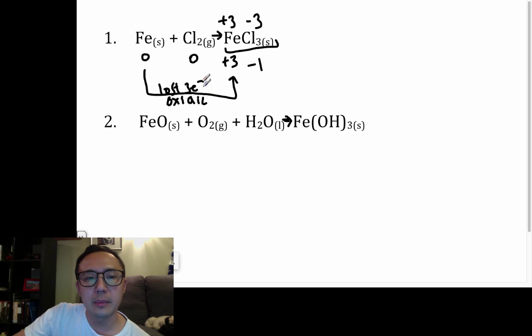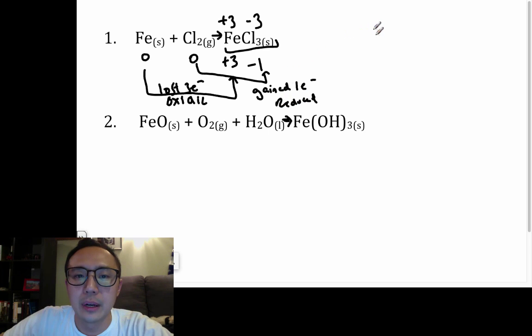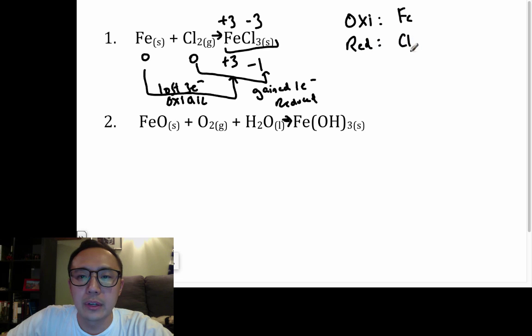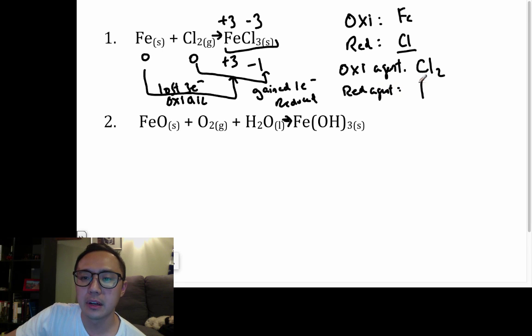If that's oxidized, then this one must be your reduced, and it is, because it gained 1 electron. So if we were to write all this down, oxidized is your iron, and reduced is your chlorine. The oxidizing agent is basically your reduced one, and this is not just the element but the entire thing, so it's your Cl2. The reducing agent, the one that caused the other to gain the electron, is your iron solid. Okay, so that's how you identify that, and it is a redox reaction.